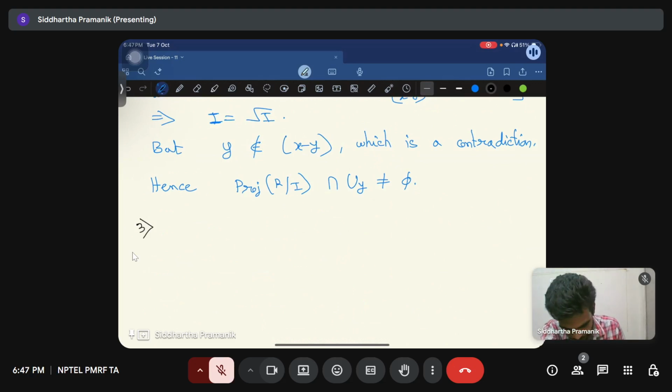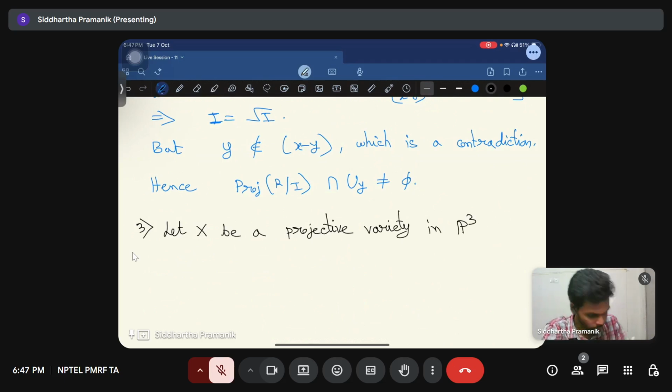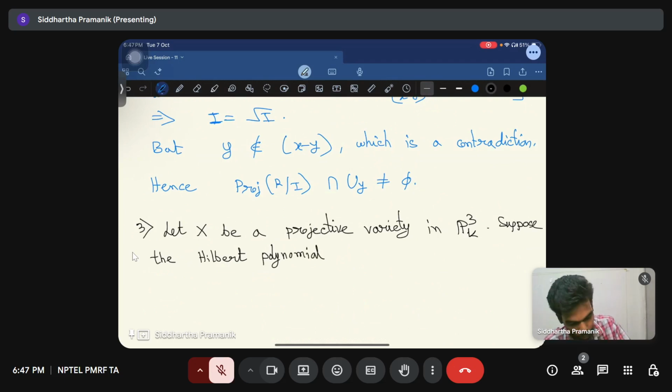Okay, so let X be a projective variety in three-dimensional projective space over some field K, and suppose the Hilbert polynomial of X is basically P2 plus 3 P3.